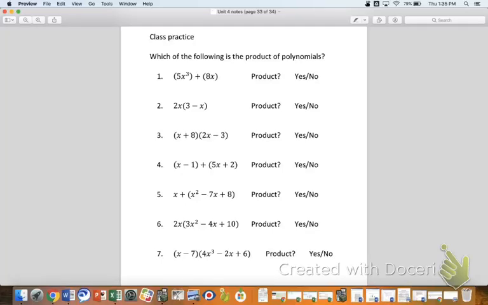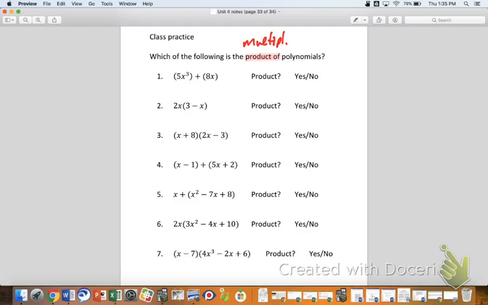Obviously, the key word on this whole page is the word product. You see it all over the place. So, I would think that it would be super important for us to understand what that word means. So, what mathematical operation is indicated when we use the word product? Multiplication, that's right.